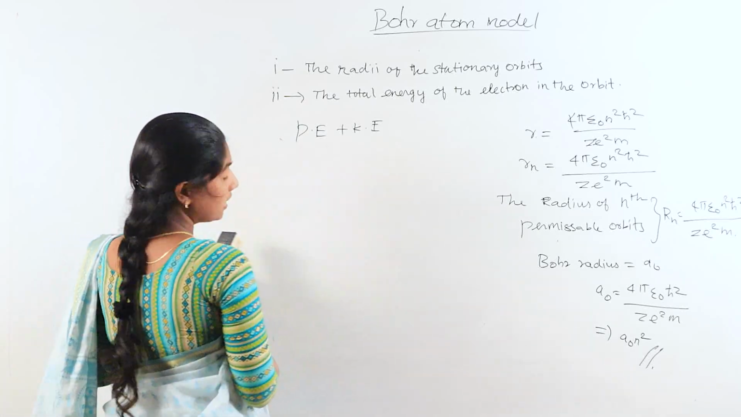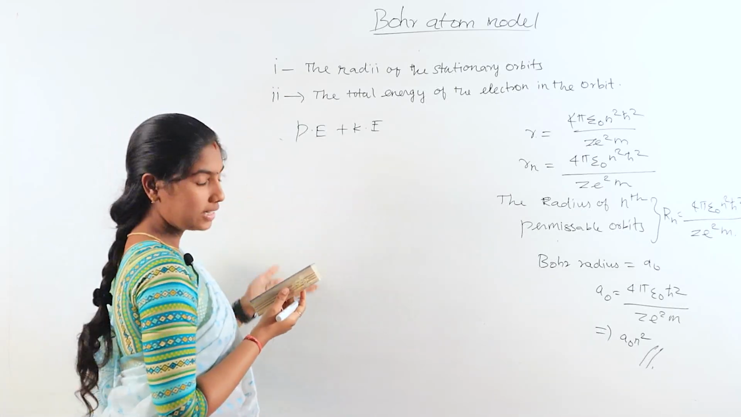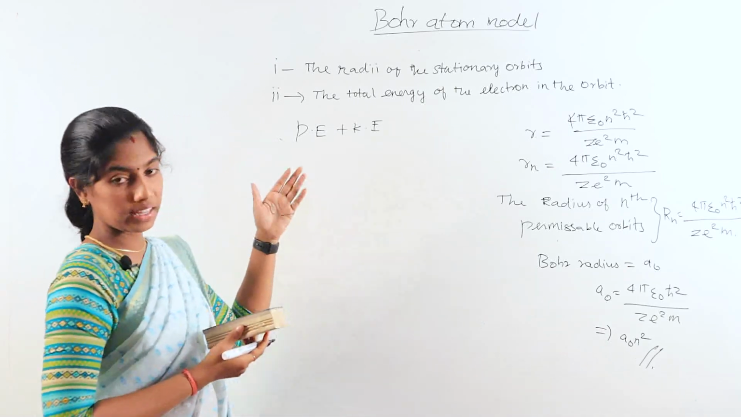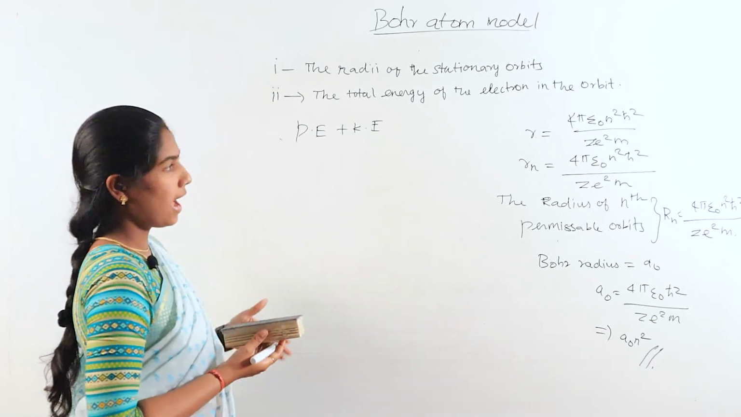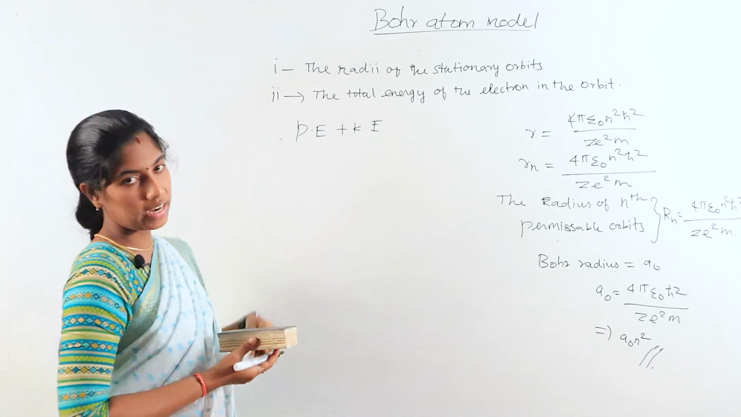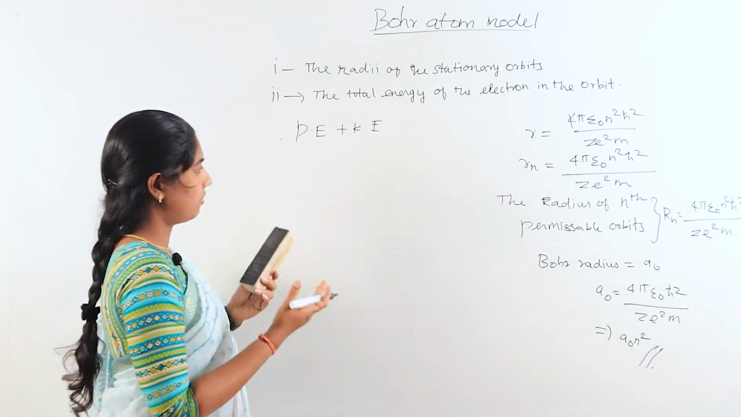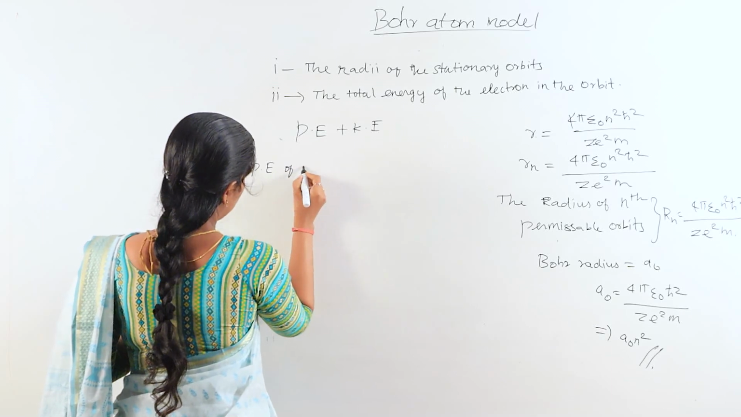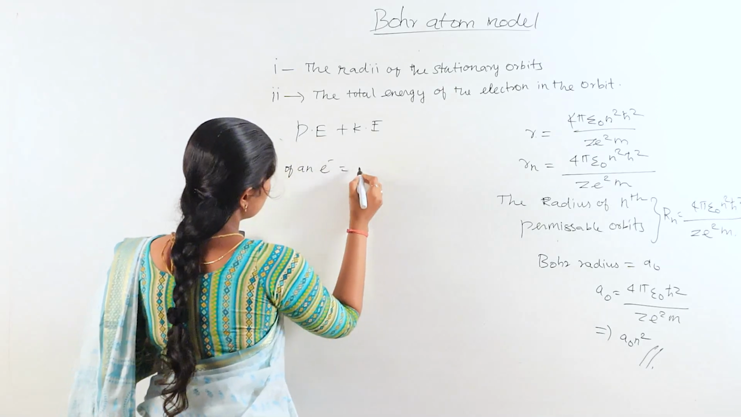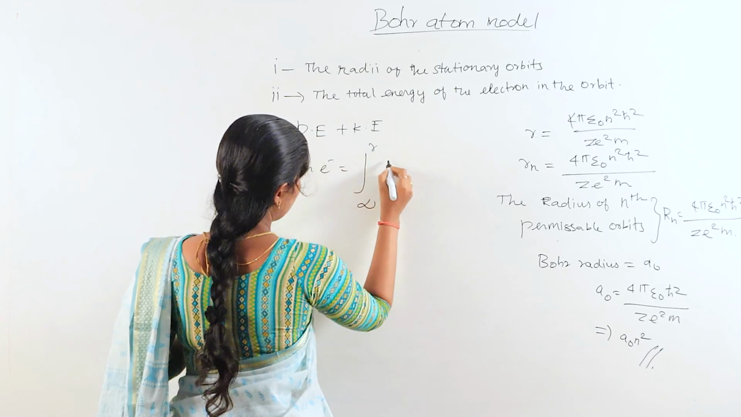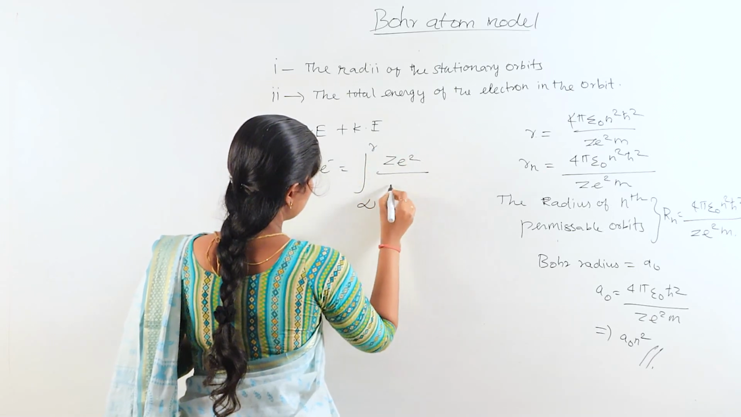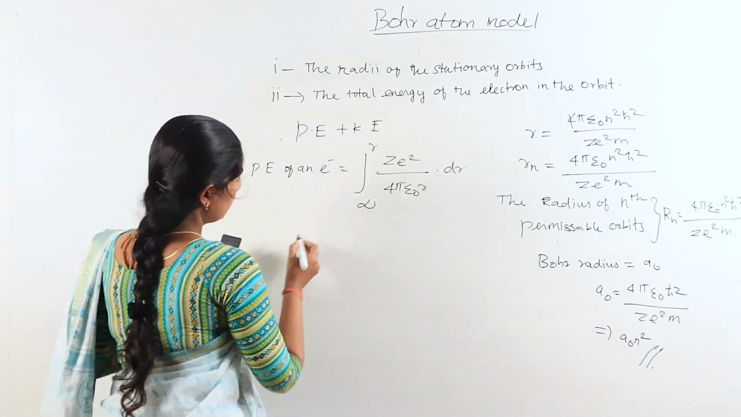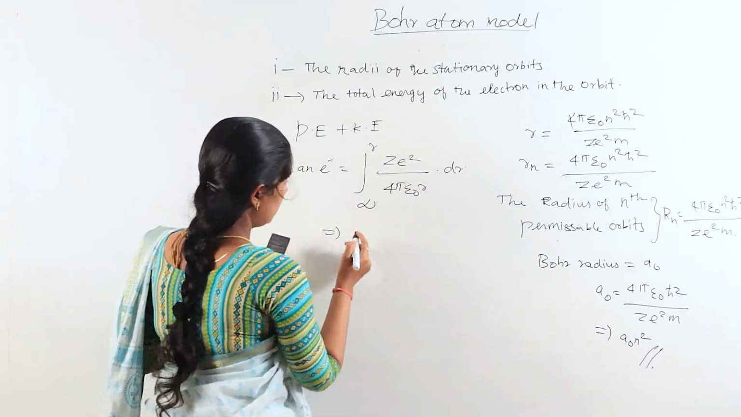But the potential energy value, or its work done, is obtained by integrating the electrostatic force of attraction between the nucleus and the electron, and we get the potential energy value by limiting from infinity to r. So the potential energy of an electron is the integral from infinity to r of Ze squared divided by 4 pi epsilon naught r squared dr. Now I am going to integrate this term.